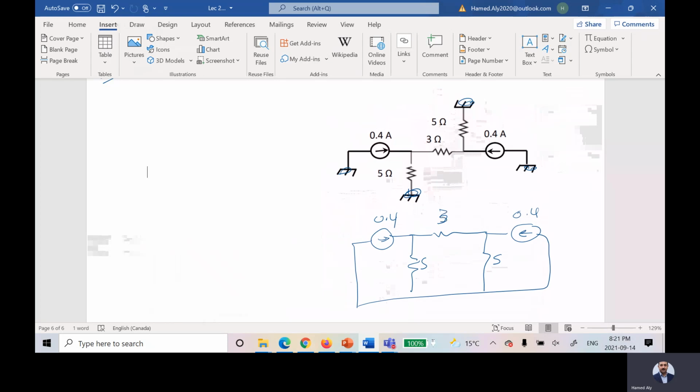Actually, by inspection, you can solve this problem. This problem could be solved by using a method that we are going to learn in chapter 4, which is the node voltage method. But by inspection, I can solve this problem. How? If I have 2 levels of water and they are equal, I'm expecting there is a flow of water from this level to this level, or vice versa. There is no flow of water.